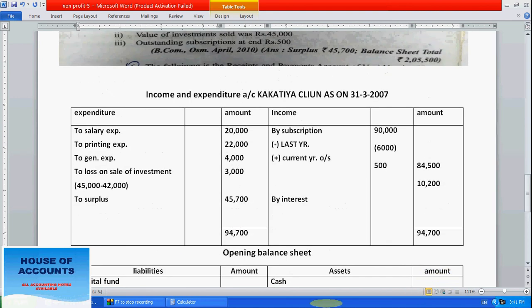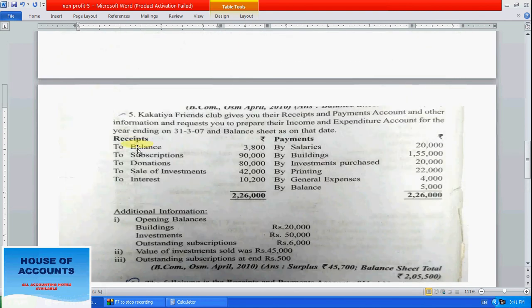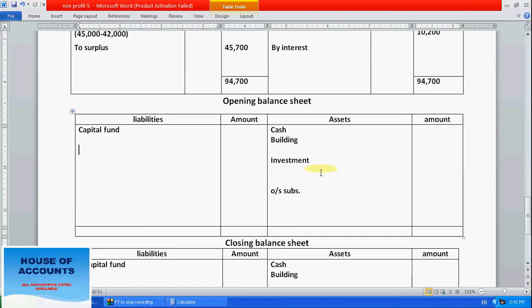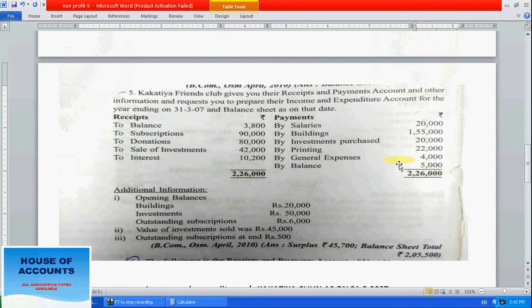Okay, there is a cash. Let's start from receipts and payments to balance brought on. Receipts and payments is also known as cash book. So balance brought on means last year's cash is there, 3,800. So right here cash is 3,800 of last year.